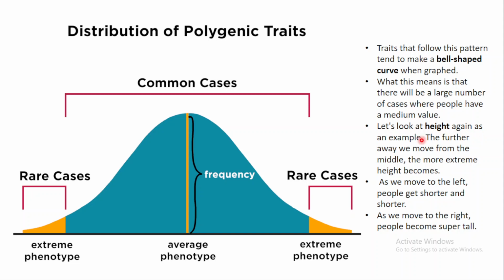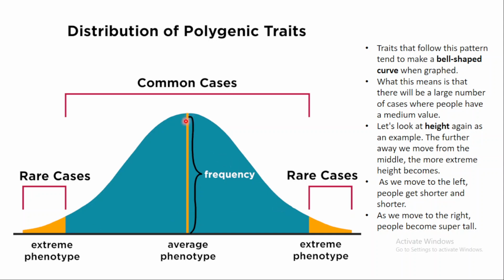Let's look at height again as an example. The further we move away from the middle, the more extreme the height becomes. On the x-axis this is increasing height. As we move to the left, people get shorter and shorter, and as we move to the right, people become super tall. So these yellow regions are rare cases where people are super tall, height greater than 6 feet. And these on the left-hand side of the bell curve are rare cases where people are less than 4 feet. And most of the average height is within 4 to 6 feet.